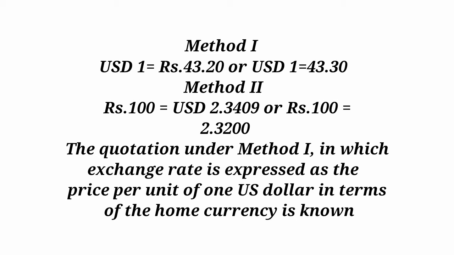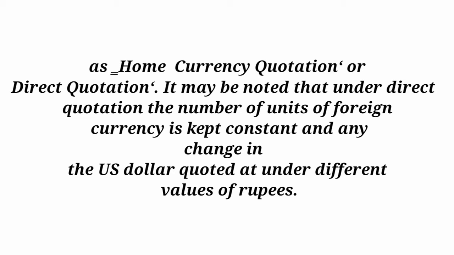The quotation under method 1, in which the exchange rate is expressed as the price per unit of USD 1 in terms of the home currency, is known as home currency quotation or direct quotation. It may be noted that under direct quotation, the number of units of foreign currency is kept constant and any change in the US dollar quote is expressed in different values of rupees.